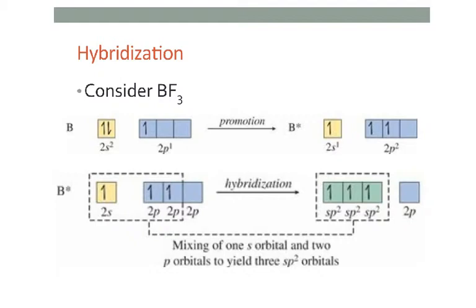Let's look at the compound BF3. So the Lewis dot structure for BF3 looks something like this. I'm excluding the lone pairs on the fluorines to just show the general idea. Okay. So according to valence bond theory, in order for this molecule to actually happen, there needs to be three bonding sites on boron in order to accommodate the three fluorine atoms that are trying to bond to it.